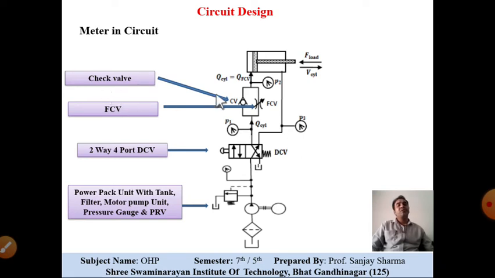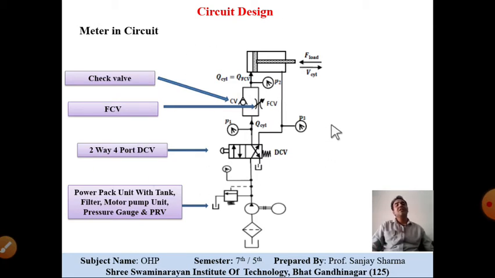So there are two important points to be remembered for the meter in circuit. The first one is that the flow control valve is placed between the direction control valve and the inlet of the extraction side. Where we need to extract, that is port A, the flow control valve is placed. Along with the flow control valve, a check valve is also placed, so that during the reverse stroke, the flow returns through the check valve to the reservoir tank. Now I hope the construction of this entire circuit is clear to you.